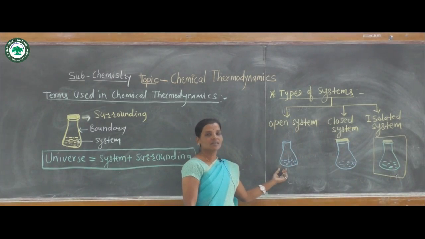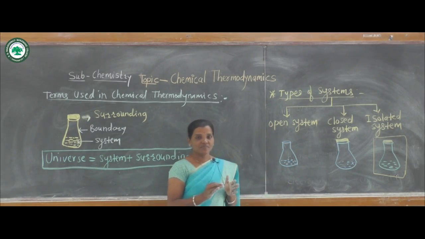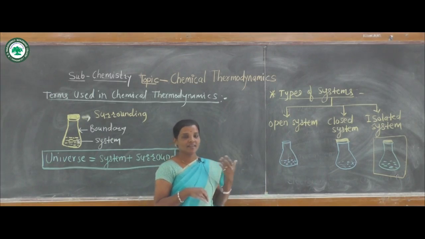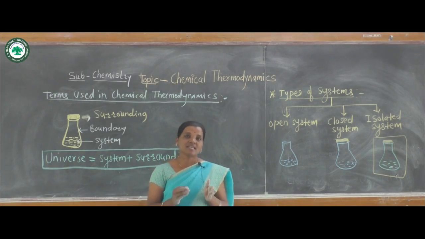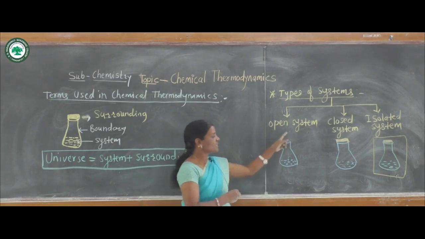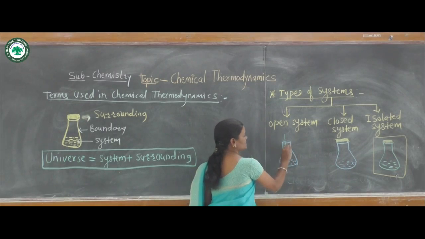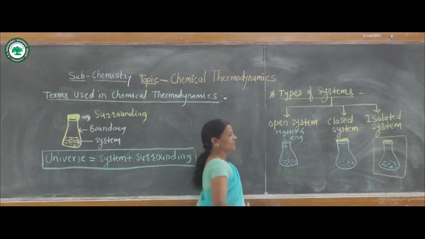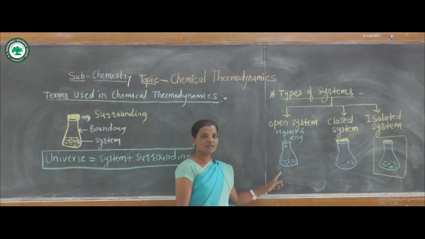Now in this container, liquid is taken and this container is open. Then what is an open system? The system in which matter as well as energy is exchanged with its surrounding. This is the system, and matter and energy are exchanged between the system and its surrounding. That is called an open system.